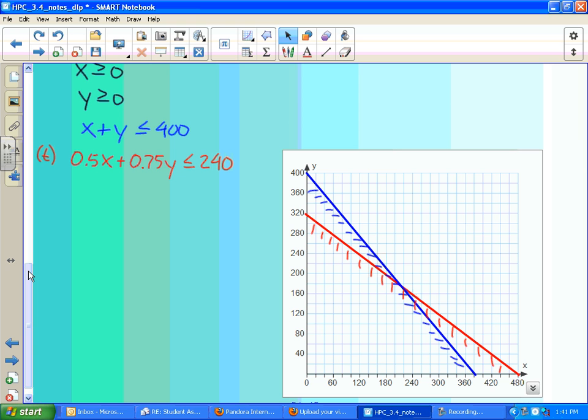Which means our feasible region is the overlap of the two. And that's where this comes from. All of that area is my feasible region. What does that mean? What is a feasible region? Well, that's all of the values of short sleeve and long sleeve shirts that I could produce that would fit all four of those constraints.